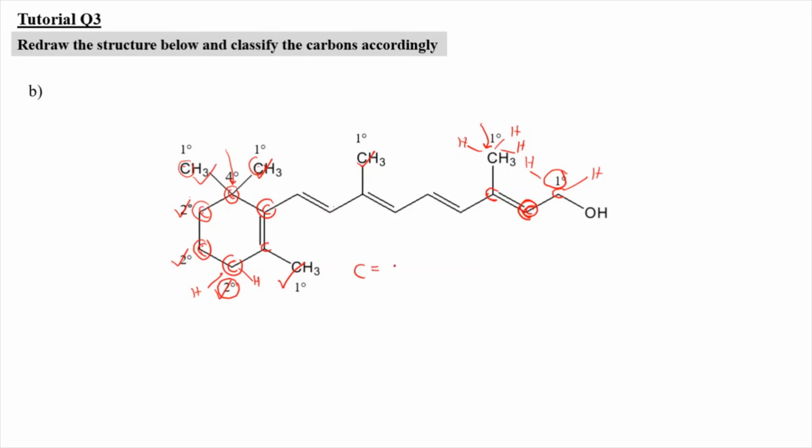So carbon-carbon double bond, carbon-carbon triple bond, we don't have to classify. No need to classify it, because the classification of carbon is only applied for a carbon-carbon single bond, where it needs to be sp3. It is attached to 4 single bonds.